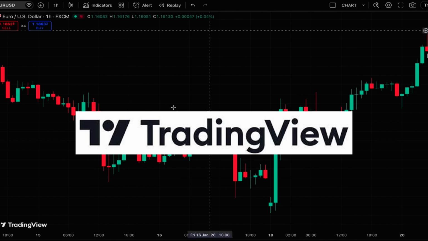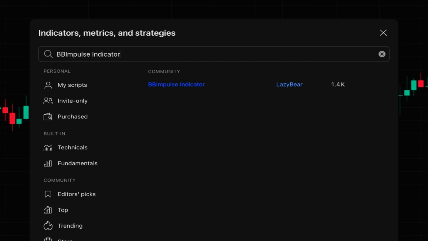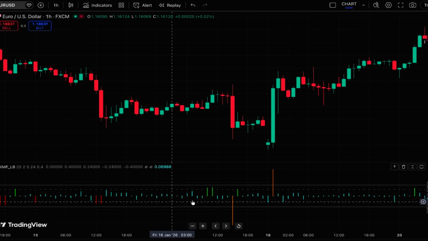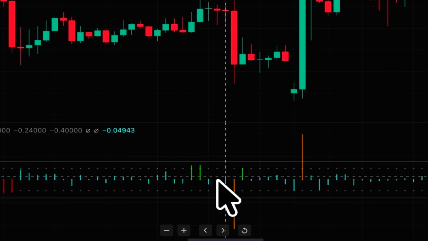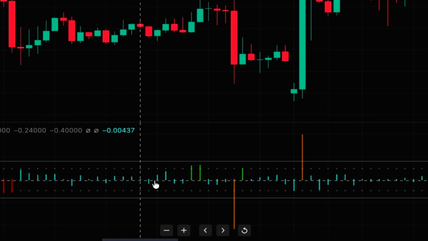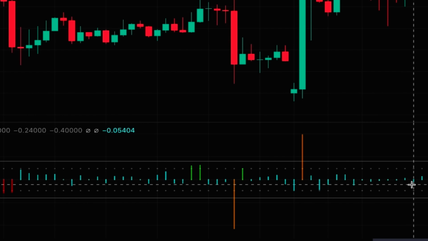Alright, on TradingView platform, here we click on indicators and we search BB Impulse Indicator, this one, which is written by Lazy Bear. Alright, this is the indicator, and as you can see, it is added here below the chart. As you can see, we have a histogram and the bars are sometimes above the center line and sometimes below the center line with different colors.